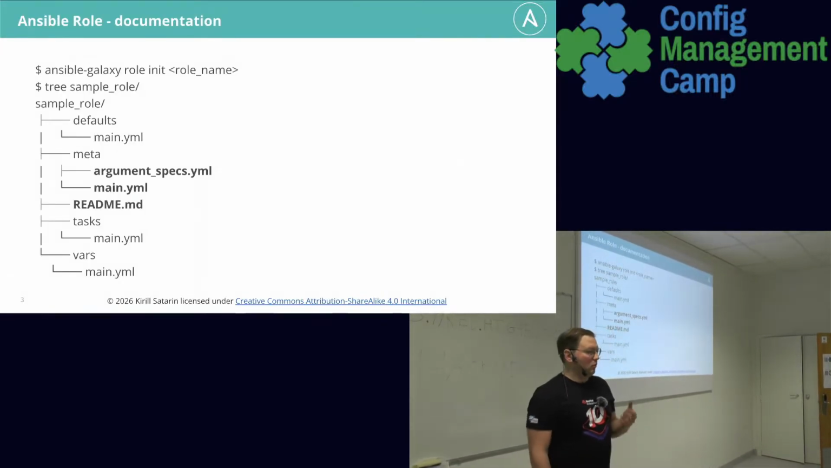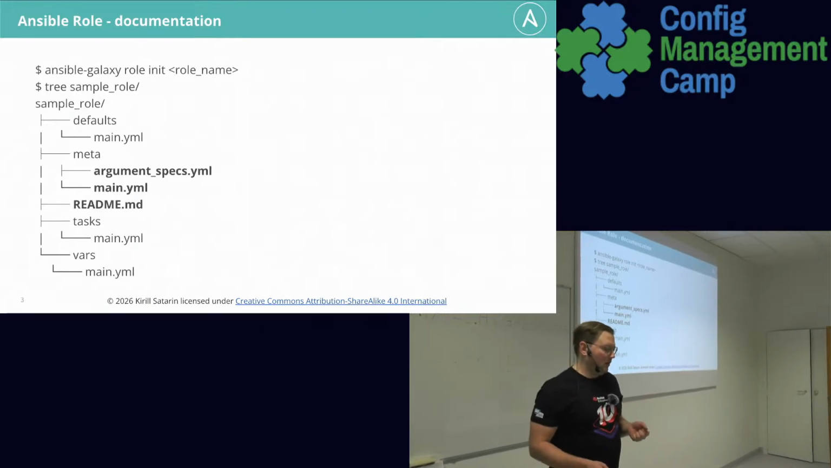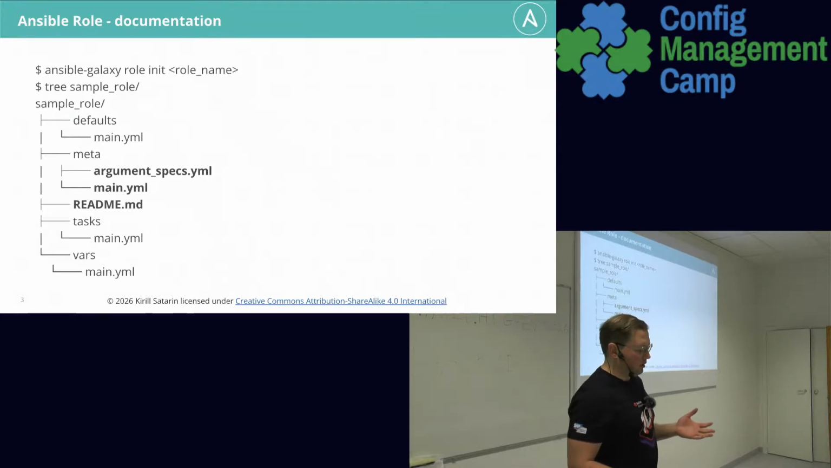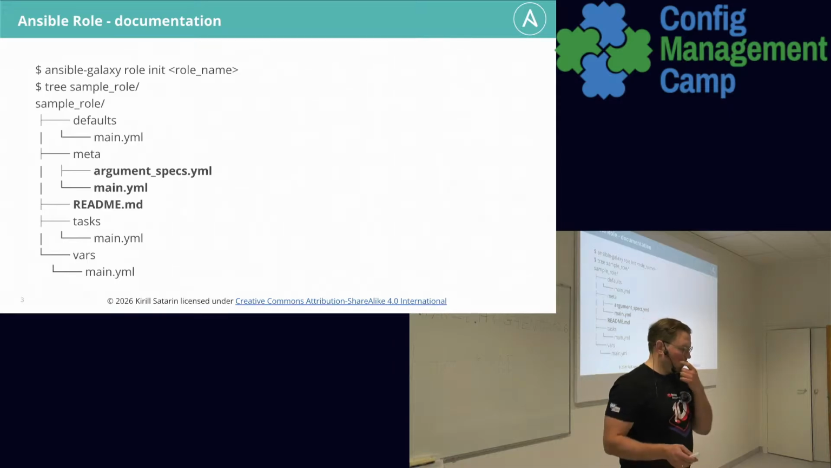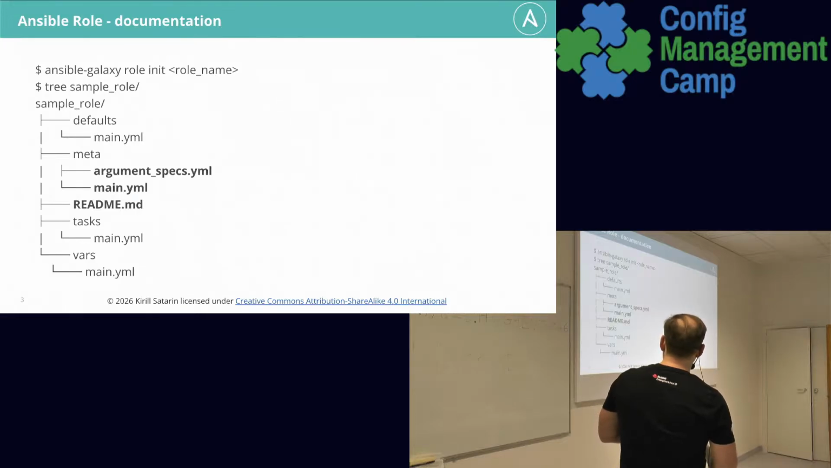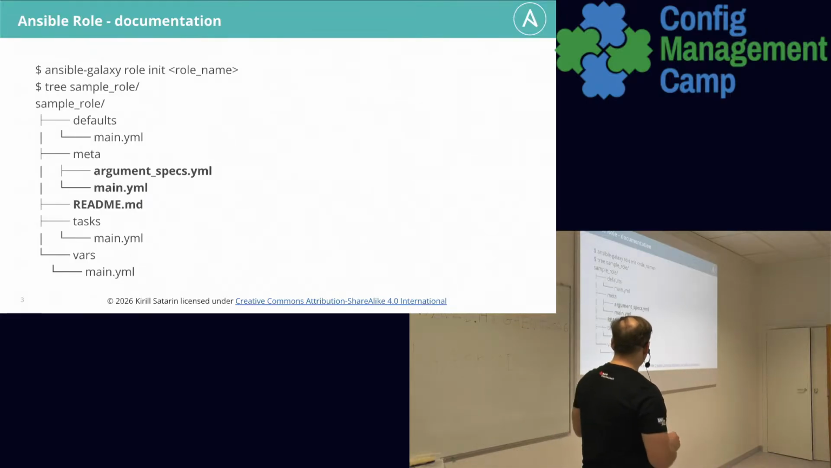So what's an Ansible role? In order to create an Ansible role, you just run a simple command, ansible-galaxy role init, and then you supply the role name, which is basically a string without any spaces. And this is how it looks. By default, the following structure is created, and we are interested in three main parts, I would say: argument specification in the meta folder, main YAML in the meta folder, and readme.